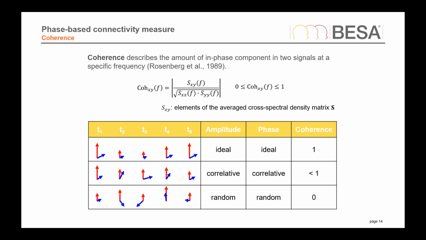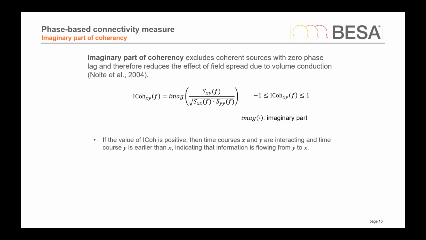This was then refined in several ways, so let's have a quick look at what else is on offer. We have the imaginary part of coherency, and this excludes coherent sources with 0 phase lag. Why is that done? Because that can reduce the effect of field that's spread due to volume conduction effects. So we simply look at the imaginary part of this cross spectrum, and this leads us to a value that can also have negative values, so it can go from -1 to +1.